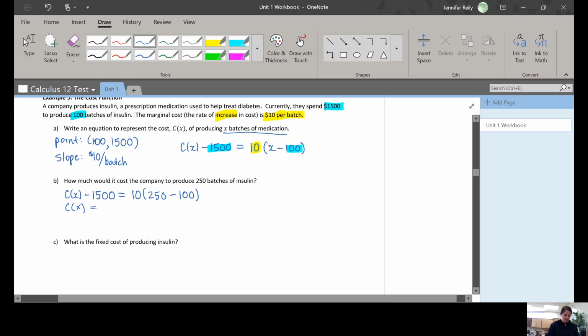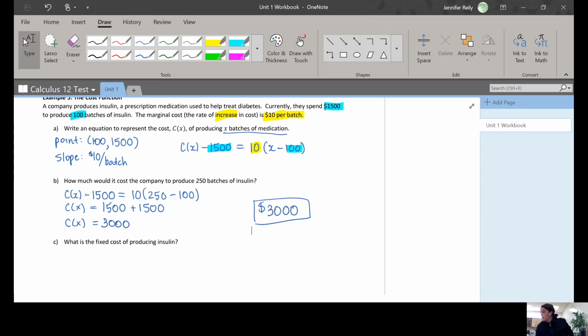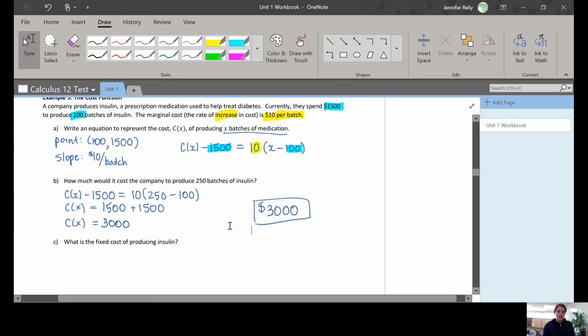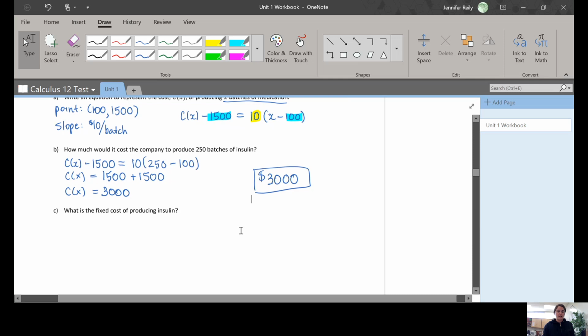It'd be 10 times 150, so it'd be 1,500 plus 1,500, which is going to be $3,000. That'd be $3,000. And cost is in dollars, so I've got the correct units. I'm just checking my answer key. Yeah, that is correct. Okay, and lastly, what is the fixed cost of producing insulin?